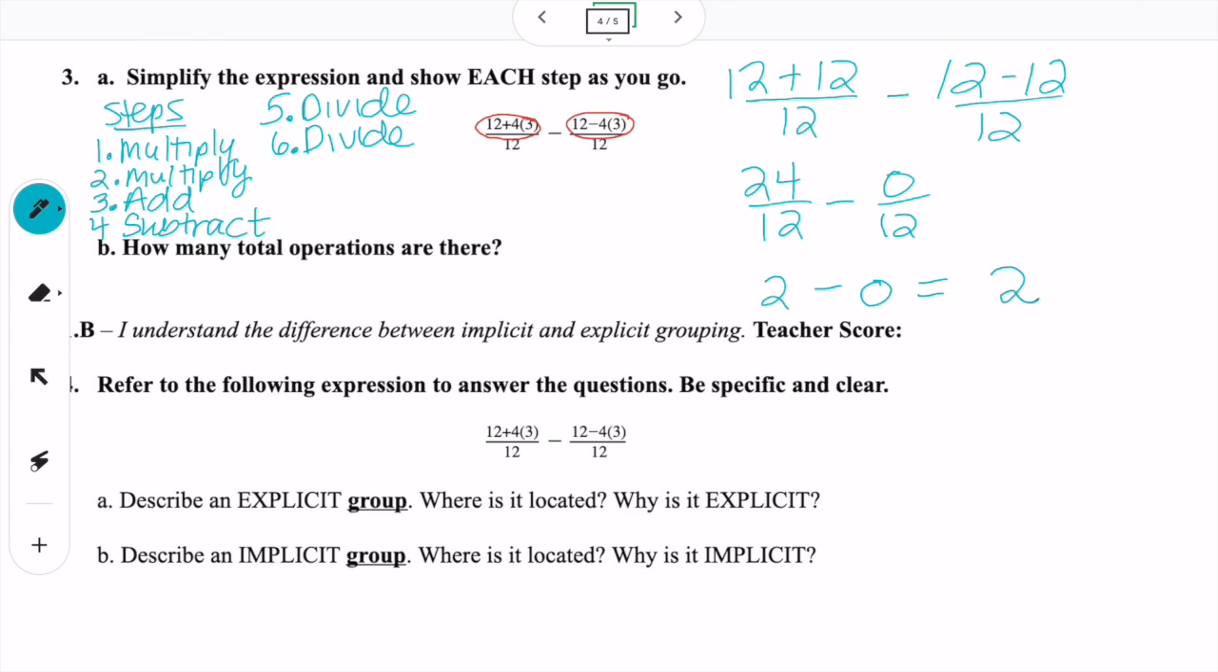2 take away 0 is 2. We're not taking away anything. That was another operation. So subtraction is my 7th step. And that means there's a total of 7 operations. If I was going to name this entire thing again, it would be a difference because subtraction was the last step.